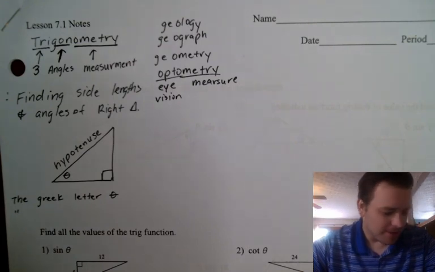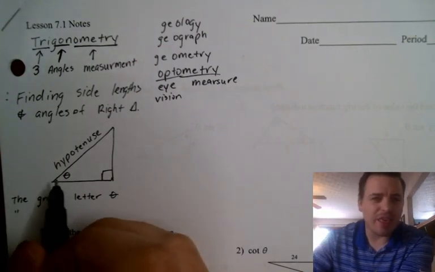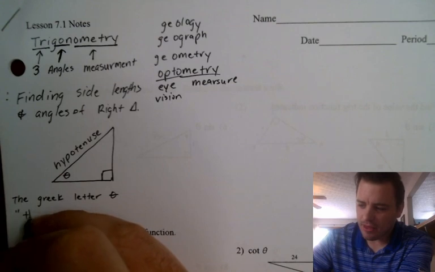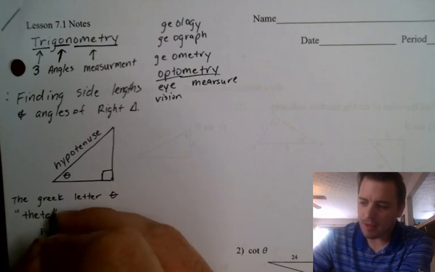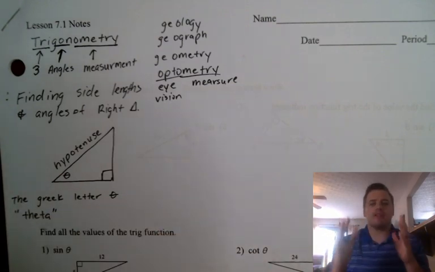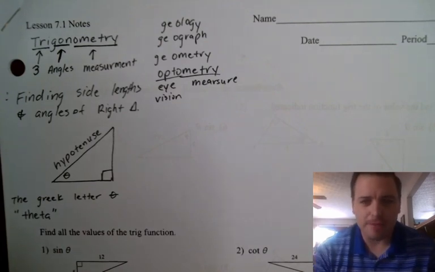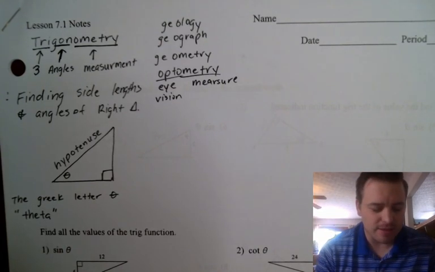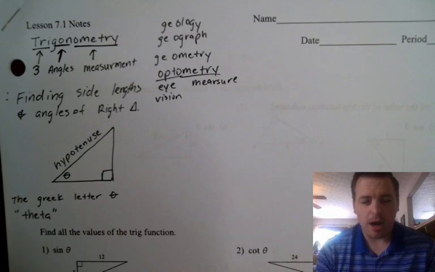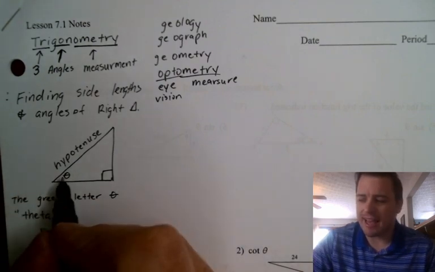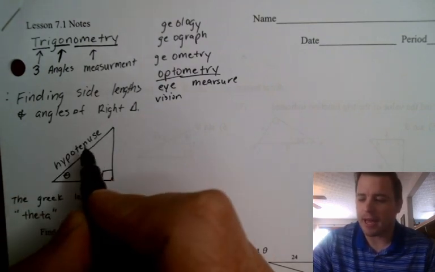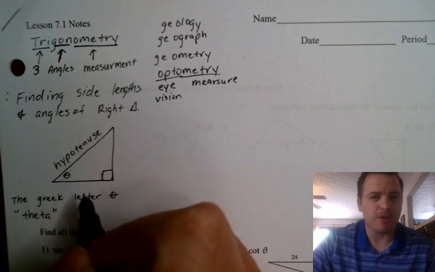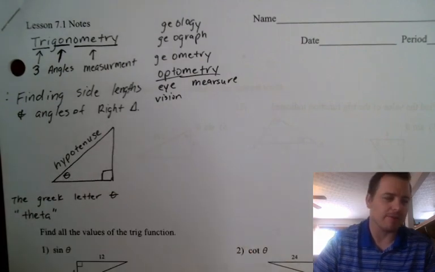Sorry. All right, this actually means theta. Okay, theta. Here's basically what you need to know about theta. Theta is simply the variable for an angle. We don't use x there. We'll put an x on the side lengths, but for angles we use theta.